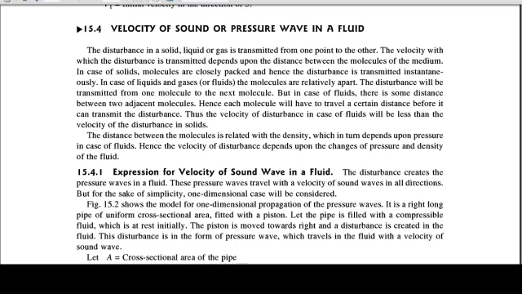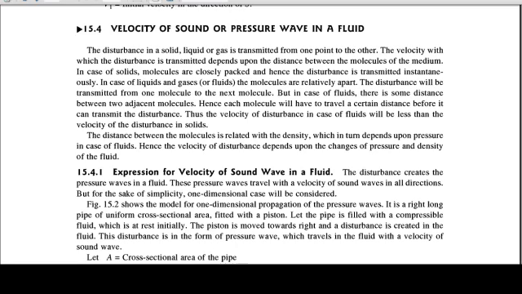In fluids, there is some distance between the adjacent molecules, so the molecules are not closely packed. Each molecule will have to travel a certain distance before it can transmit the disturbance. The molecules are apart from each other, so each molecule has to travel a certain distance before it can transmit the disturbance.